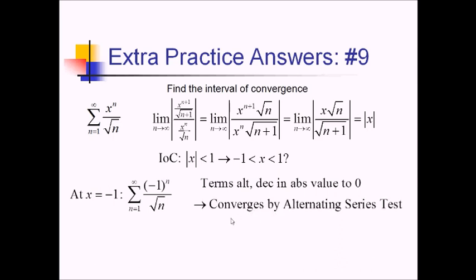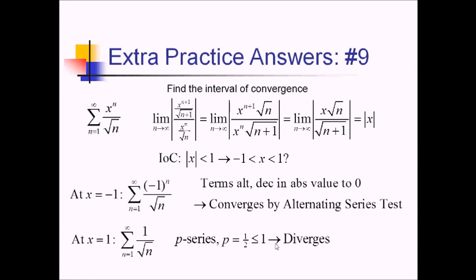Next up, let's see what happens if we plug in positive 1. Well, that's just going to give me 1 to the n, which is just 1 over radical n. So at positive 1, we just have 1 over root n. Now this is a p-series with a p-value of 1/2. Since that's less than or equal to 1, we know this is going to diverge by the p-series test. So our final interval of convergence then, we've got negative 1 less than or equal to x, just less than 1.